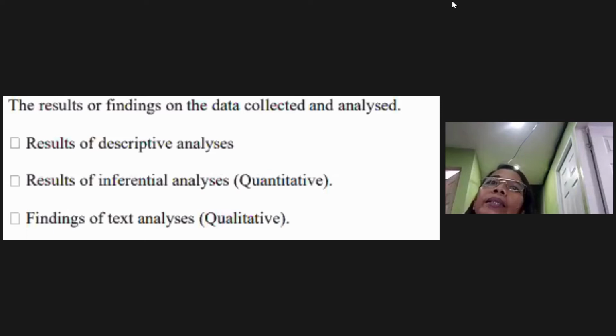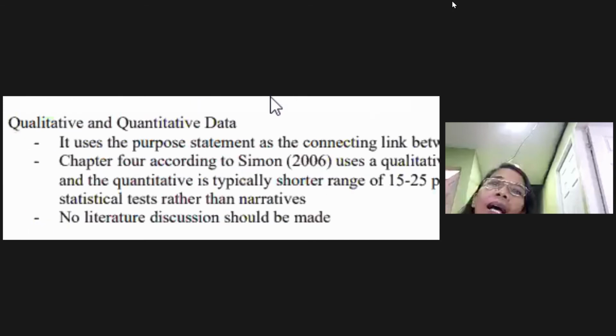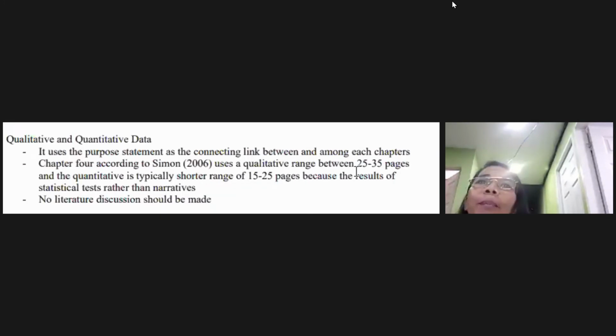And last, analysis. So in our qualitative and quantitative data, it uses the purpose statement as the connecting link between each chapters. And it is under chapter 4. Uses a qualitative range between 25 to 35 pages, and the quantitative is typically shorter range of 15 to 25 pages because the result of a statistical test rather than narratives.